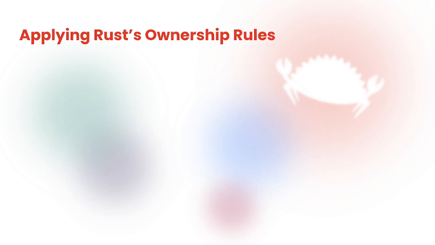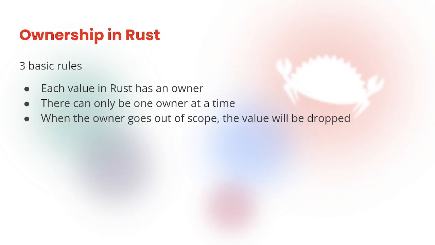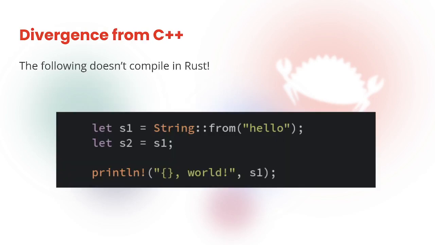So let's apply Rust ownership rules. Which rule applies? Let's take a look at the rules. Right, so 3 basic rules. Each value in Rust has an owner. There can only be one owner at a time, and when the owner goes out of scope, the value will be dropped. So which rule applies? Which rule is preventing us from compiling this code?